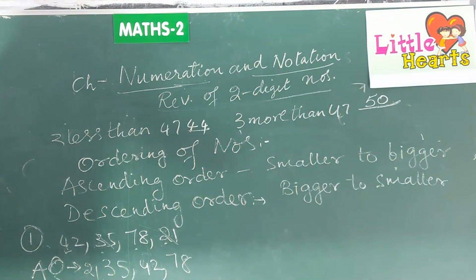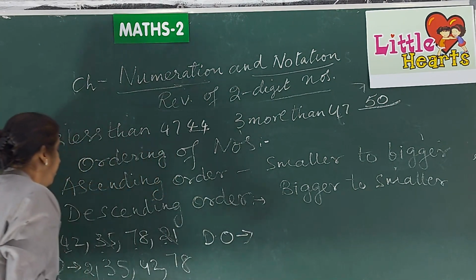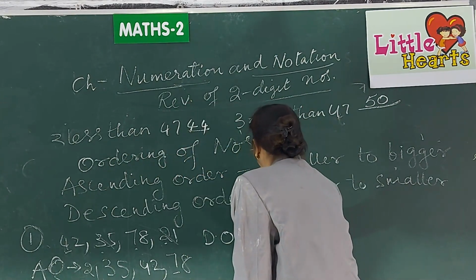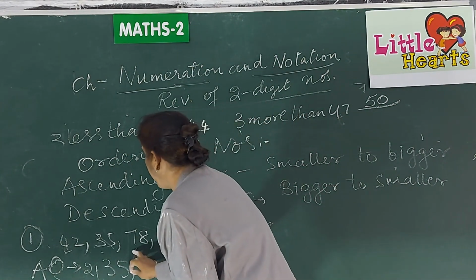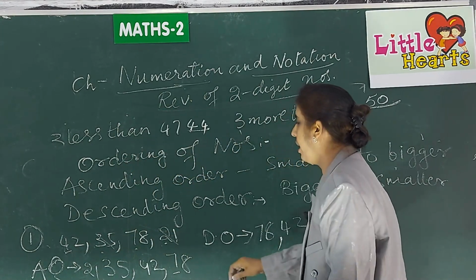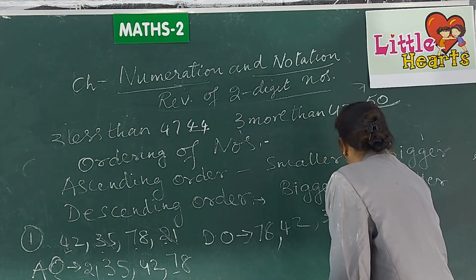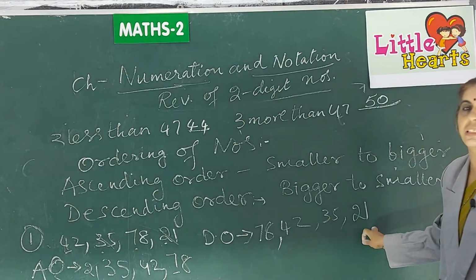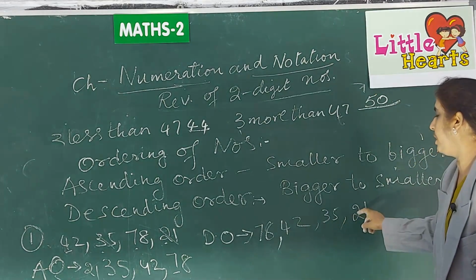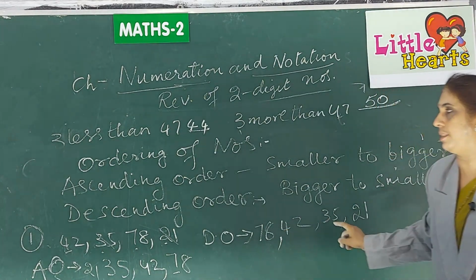For the same thing, we can write descending order, big to small. So among these, 7 is in the tens place, 78 is the biggest number, and the next one is 42. And next is 35, and the smallest number is 21 in this set. So here all the tens place digits are different, so you have to check the tens place digit in the set of numbers.